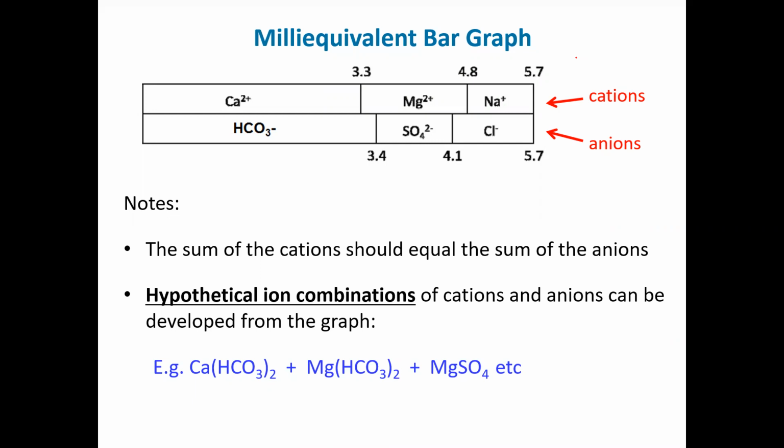So this was a way to represent water analysis, ion analysis, to separate the cations and anions and give the milliequivalents of each of them in an easy to interpret fashion. One thing you can do very easily from a milliequivalent bar graph is figure out something called hypothetical ion combinations. What this means is if I were to take that water sample and dry it down, I could very easily figure out what type of compounds would be in the water. For example, you can see in the examples below, we could have calcium bicarbonate, but calcium can also combine with sulfate and the chloride.